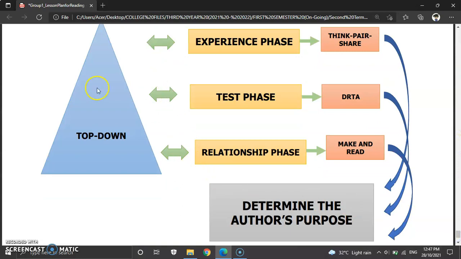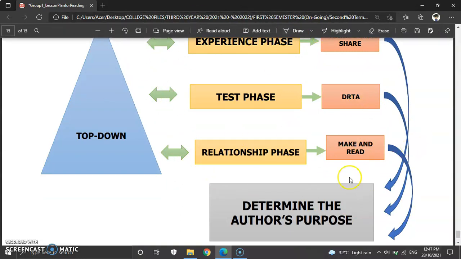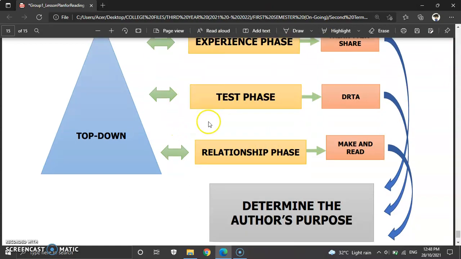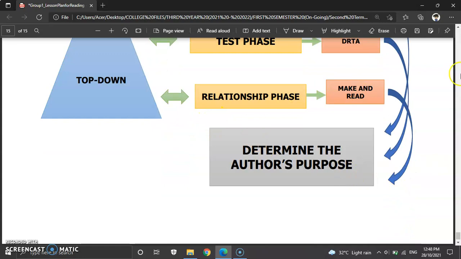So if this approach, the method, the strategy, and the techniques are employed by the teacher in the teaching and learning process, then we will be able to carry out what is asked of us in our learning competency, which is to determine the author's purpose. And that would be all.